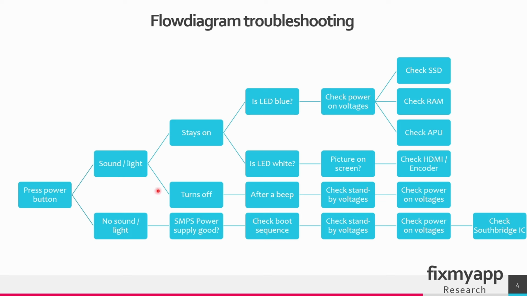In the other situation, you have power, it stays on, then you can check the LED color, so if it is blue or white. If it is pulsating, then you have to check all the power on voltages. If there is any voltages missing, check the hard drive, check the random access memory, check the APU, because these components will cause a blue light of death. If you don't have a pulsating blue light but a white LED, but there is no picture on the screen, then most likely the HDMI encoder IC is bad or something in the HDMI circuit.